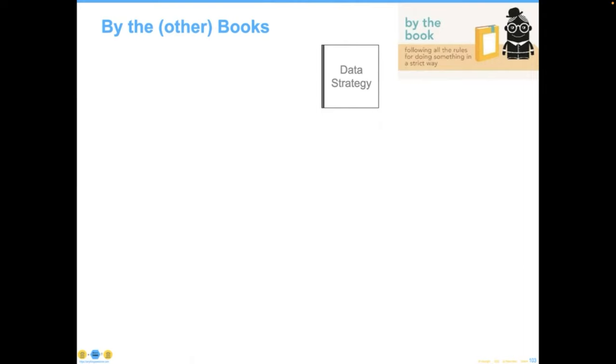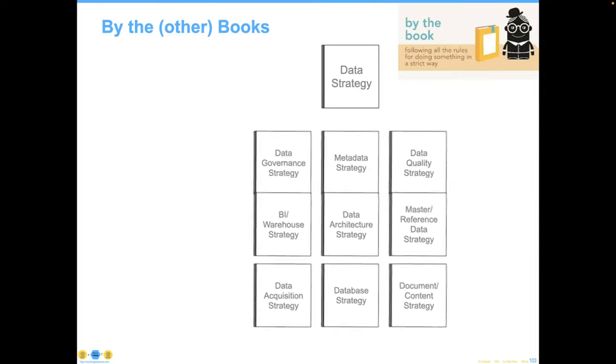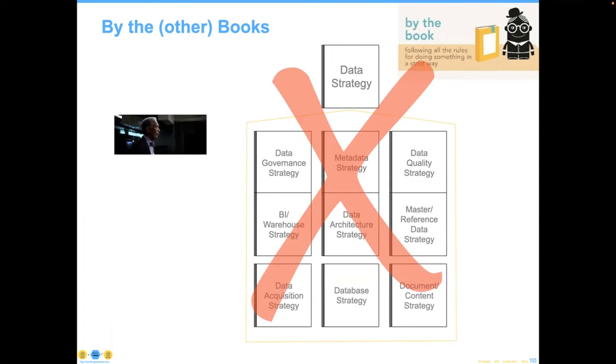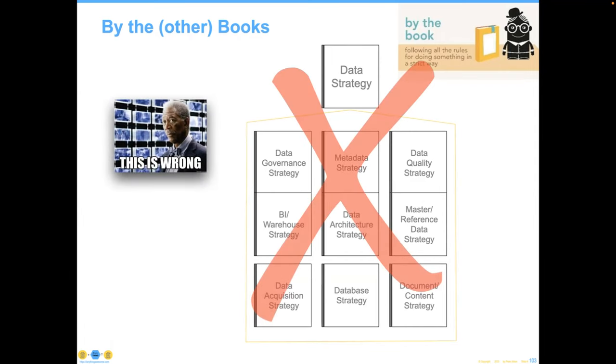Now, there's a couple other books out there on data strategy. It'd be foolish to pretend that there weren't. And when you read them, they kind of say that, well, data strategy really needs to be the sum of your data governance strategy and your metadata strategy and your data quality strategy. I'm not going to read the rest of these, but you get the picture. My first question is, and I wish we had Insta polls here, how many of you have even one of these nine things? And I didn't even list all the things I could list. So trying to say that your data strategy is the summation of all that is not really a good way to do it. Wrong. Again, our third sample of Morgan Freeman there, right? Yeah, it doesn't work that way.